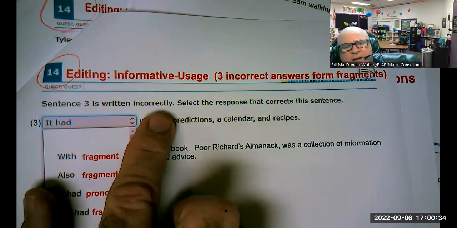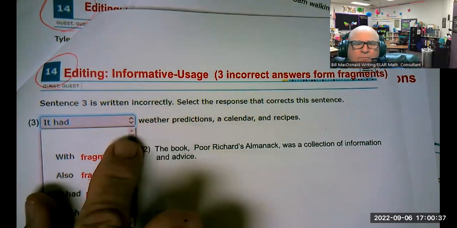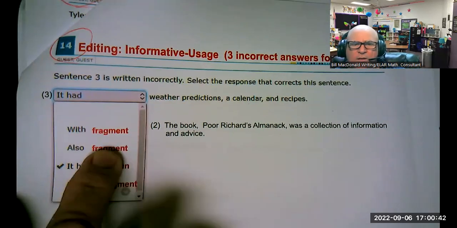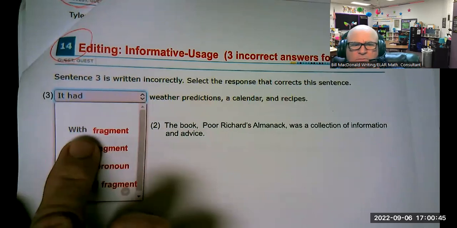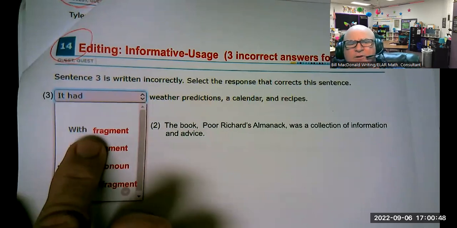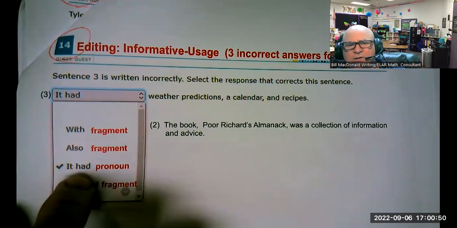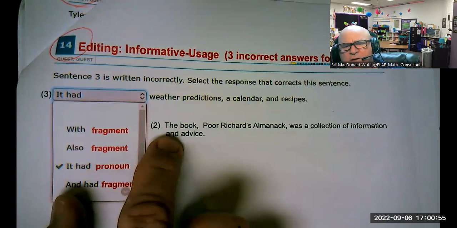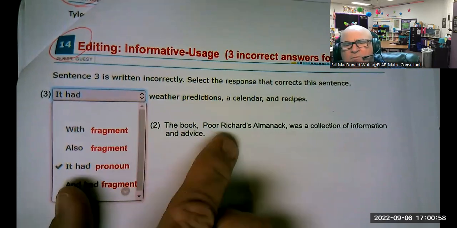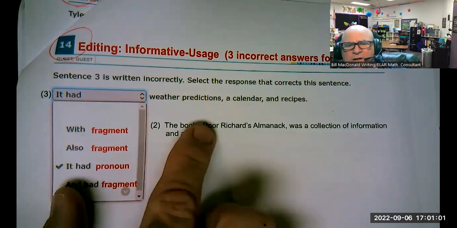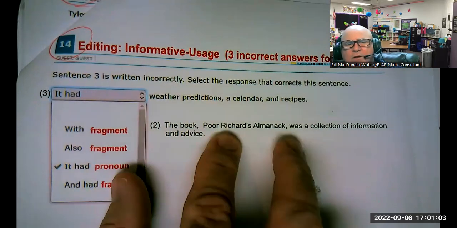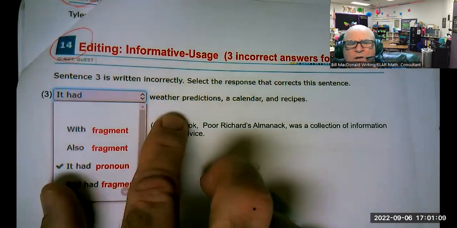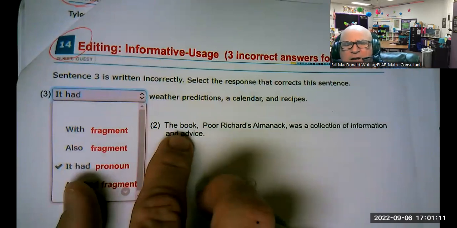But this would be a fragment because if you look at all of the choices with the book, I'm sorry, the first sentence, I wanted to transition so you could see what they were talking about. The book, comma, Poor Richard's Almanac, comma, telling you more about the book, which is allowed. You surround it with commas, was a collection of information and advice. Then you have to decide which one gives more information about the book? With weather predictions, a calendar, and recipes.